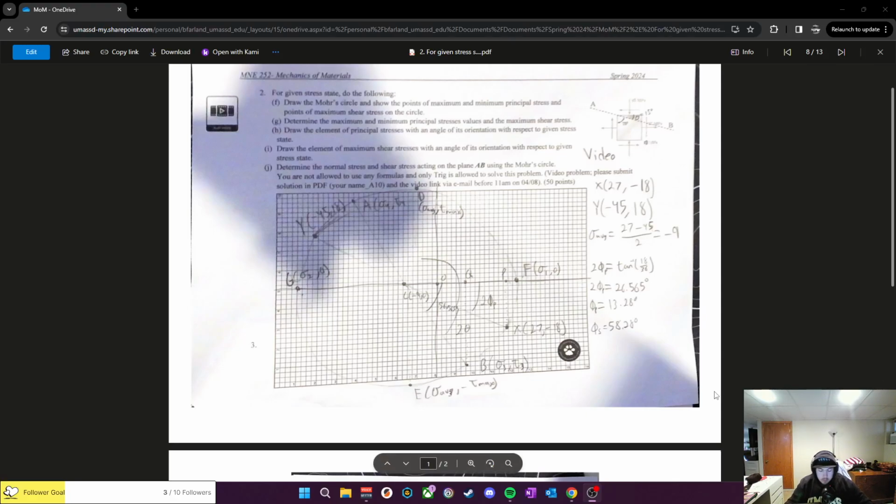Homework number 10, problem 2, the video problem. First thing to do is create the Mohr circle. First thing I did was create the axes, and then I also found the x and y point.